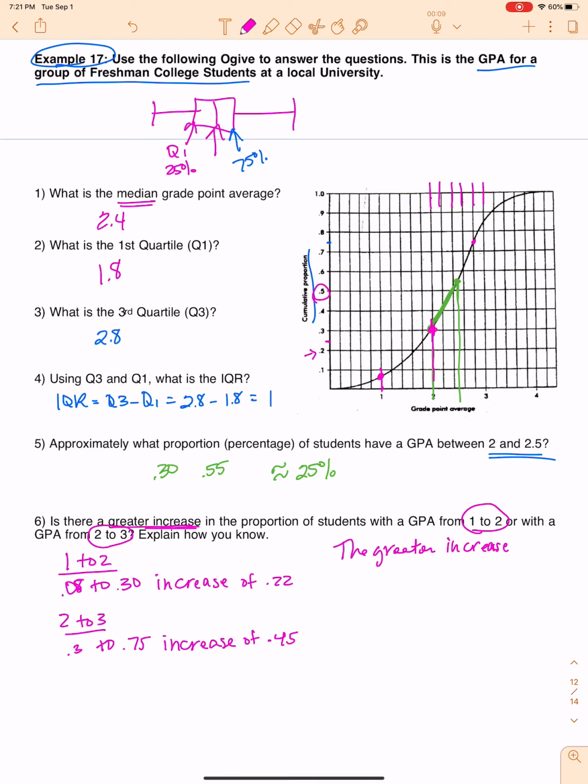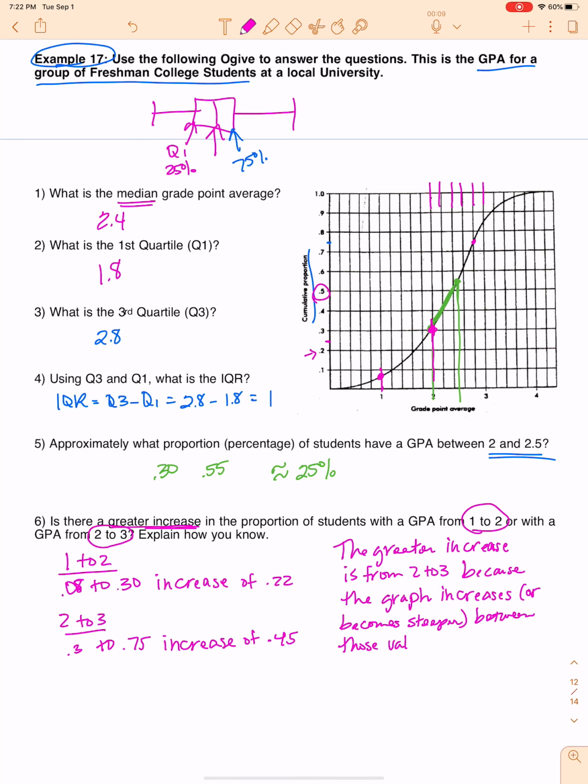So clearly, the greater increase, because remember, it's still about communication, the greater increase is from 2 to 3. Explain how you know. Well, the greater increase is from 2 to 3 because the graph increases or becomes steeper between those values.